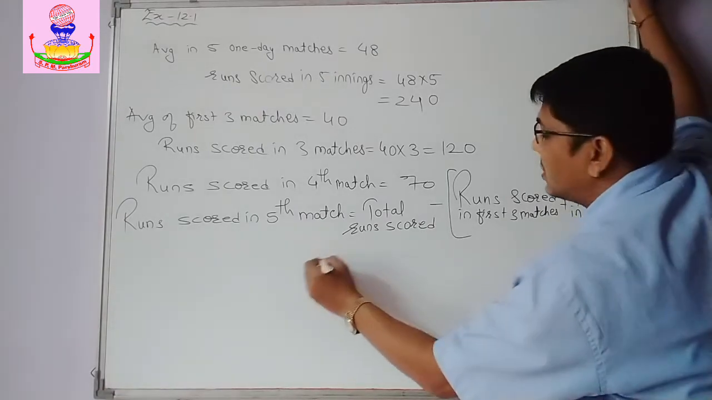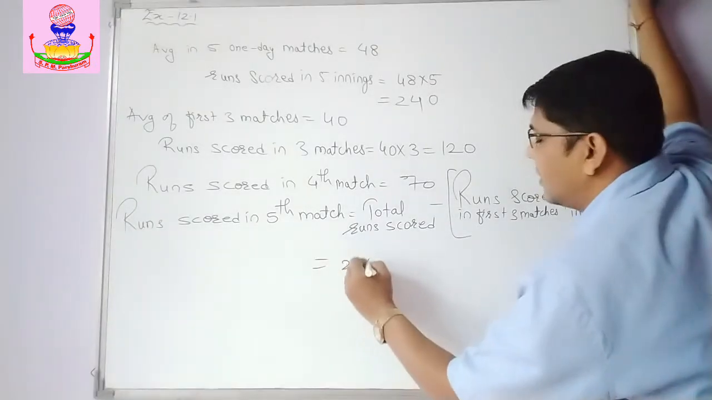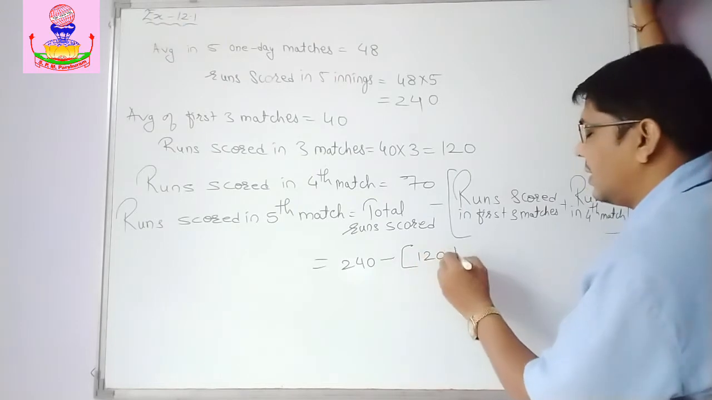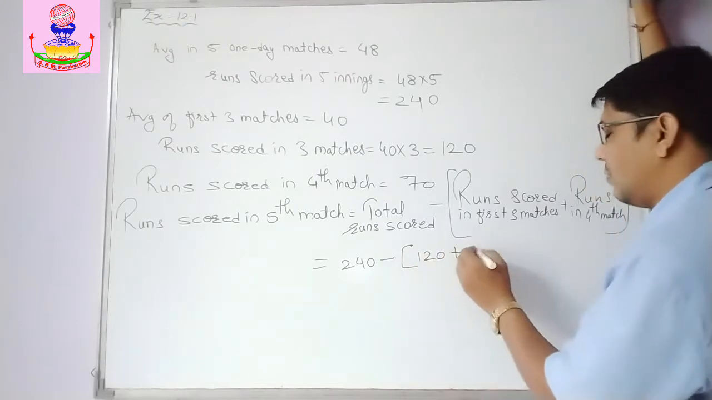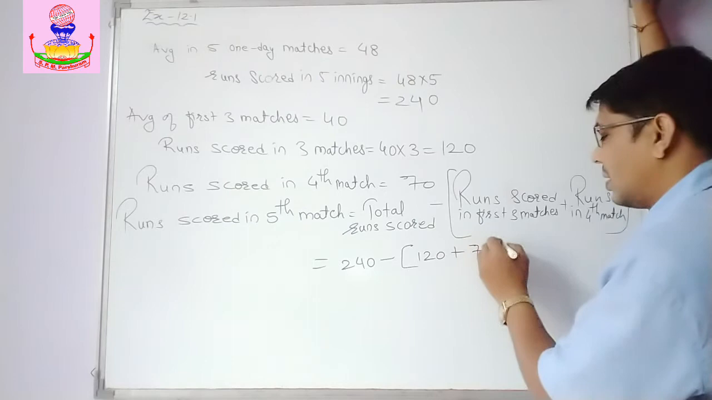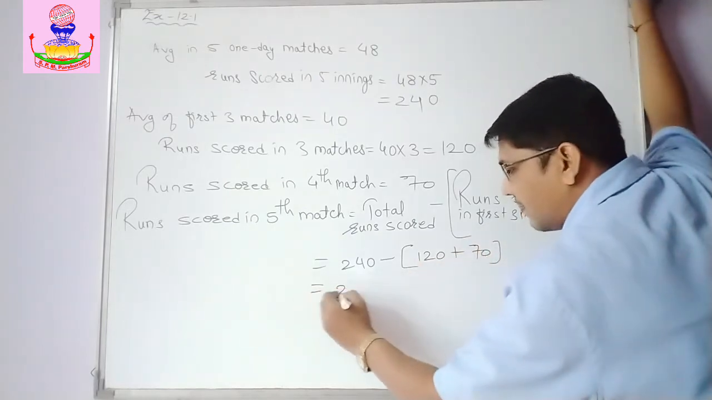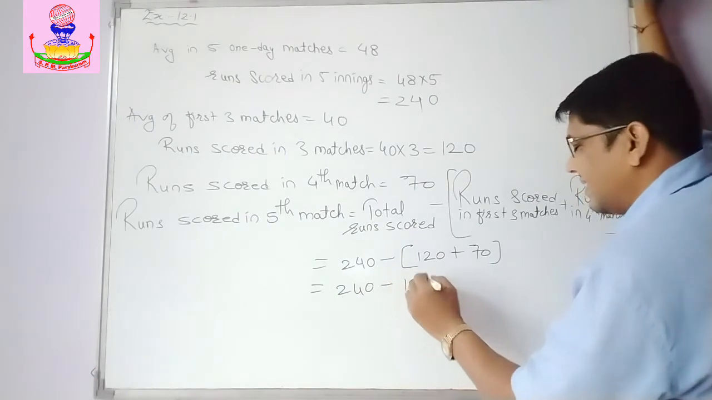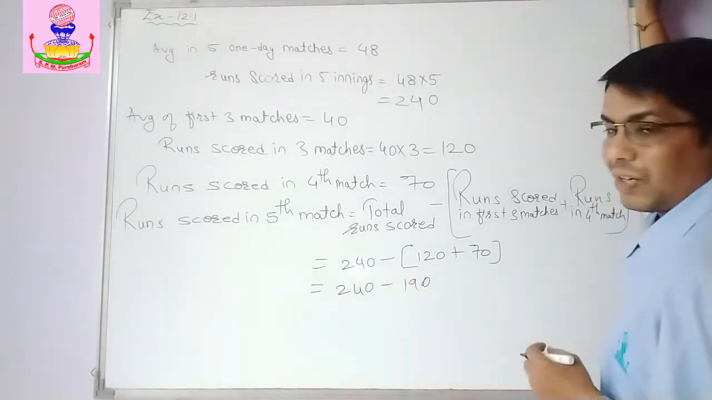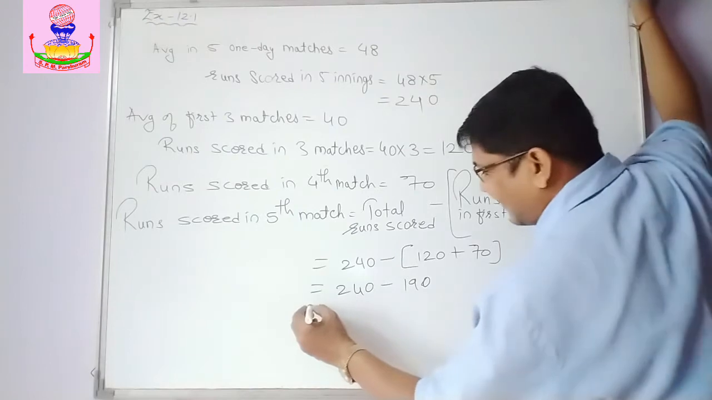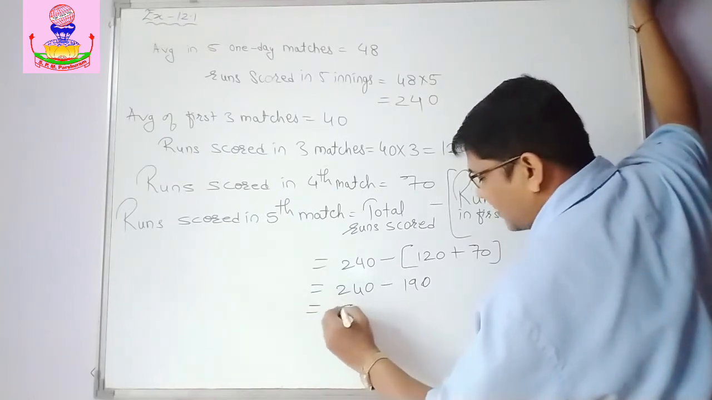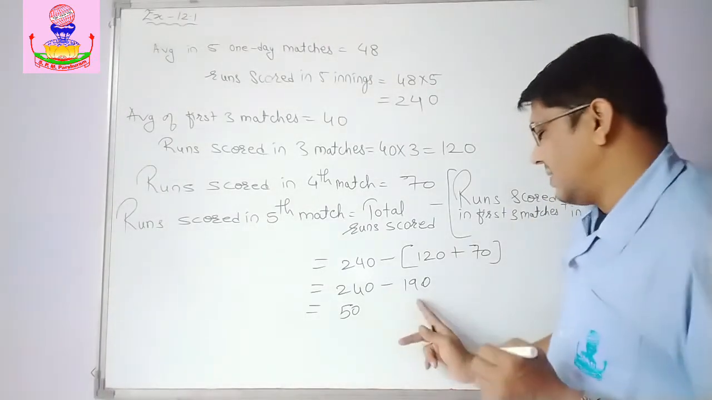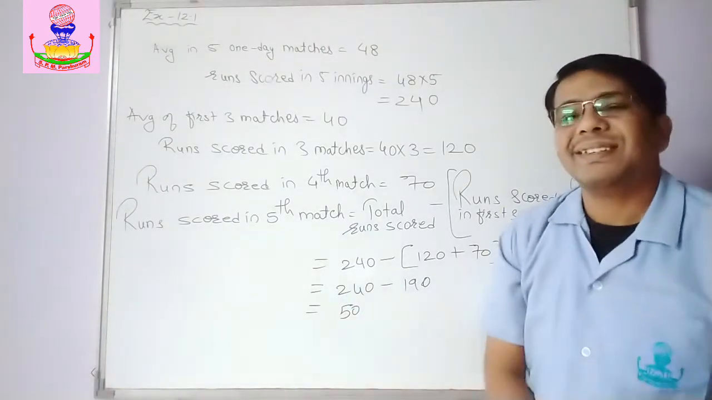Right? So that is equal to total runs scored 240 minus, in brackets, runs in first 3 matches 120 plus runs scored in 4th match 70. Now 120 plus 70, how much? 190. Right? And 240 minus 190, 50.